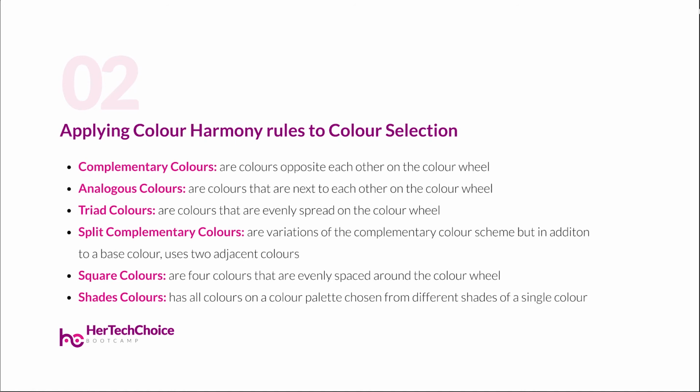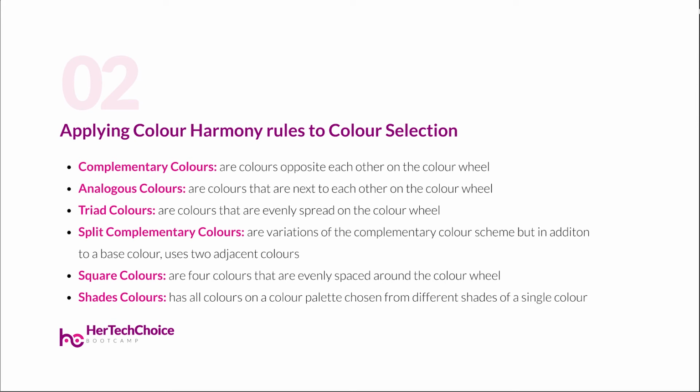So now we'll be applying color harmony rules to color selections, and this is basically using different color schemes. We have the complementary color scheme, the analogous color scheme, triad color scheme, split complementary, square colors, and the shades. The complementary color schemes basically use colors that are opposite each other on the color wheel. I will be showing you that on the next slide.